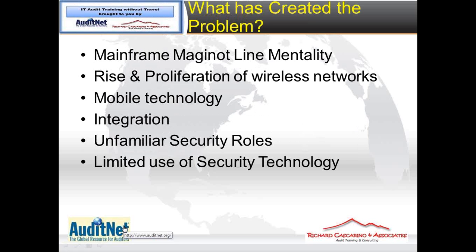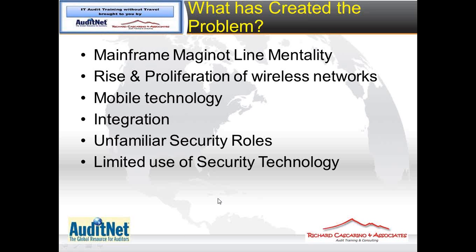Why have we come up with this problem? Because in many cases, whoops, I pressed the wrong button. In many cases, we have a Maginot Line mentality. Now, this has come about as a throwback or a throw forward from the days of mainframe computers.